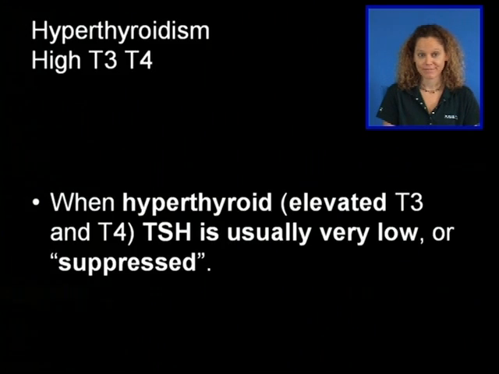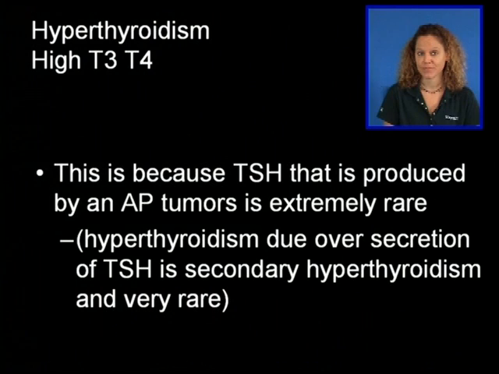Hyperthyroidism is high T3 and T4. When a patient is hyperthyroid, they have elevated T3 and T4 levels, and the TSH, or thyroid stimulating hormone, is usually very low or suppressed. This is because the thyroid stimulating hormone that is produced by the anterior pituitary is shut off. Tumors producing TSH are extremely rare. Hyperthyroidism due to oversecretion of TSH is secondary hyperthyroidism and very rare.